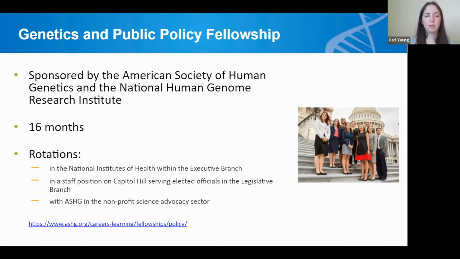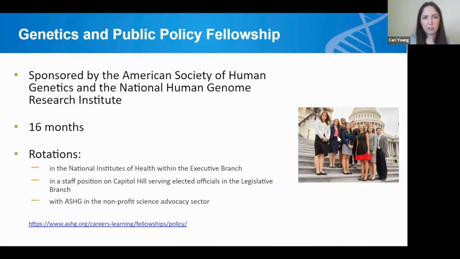And then lastly, 3 months with ASHG in the nonprofit science advocacy sector. So it's a really good way to get a sense of the different types of policy that are out there and the different perspectives that the executive branch, the legislative branch, and the advocacy community and professional societies really have. There's a link here at the bottom, which you can also just Google: Genetics and Public Policy Fellowship. I'm happy to talk more about that fellowship, but I think it's a really good way if you're a genetic counselor interested in transitioning full-time into a policy role.